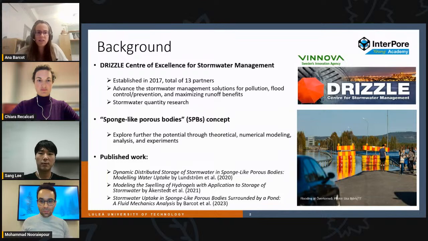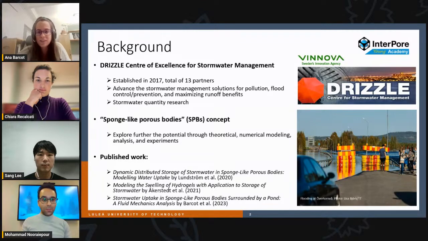further advance the stormwater management solutions, research-based solutions more particularly, when it comes to flood control, pollution control, and also capturing opportunities when it comes to runoff benefits. The research is divided into three main areas: stormwater quality research, stormwater quantity research, and integrated solutions. My research work is part of the stormwater quantity research.